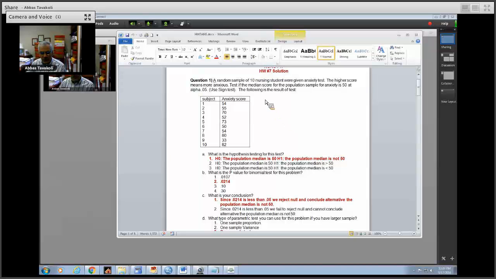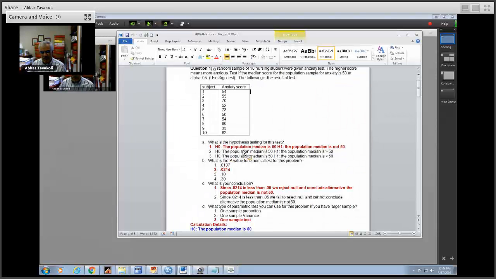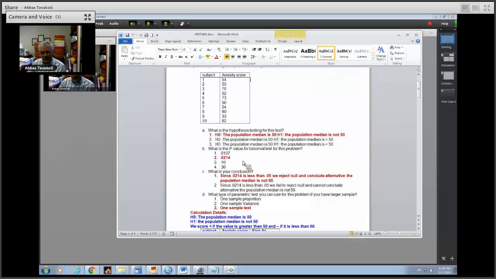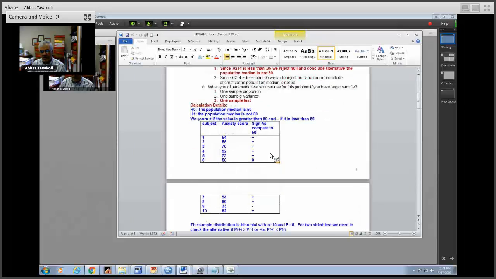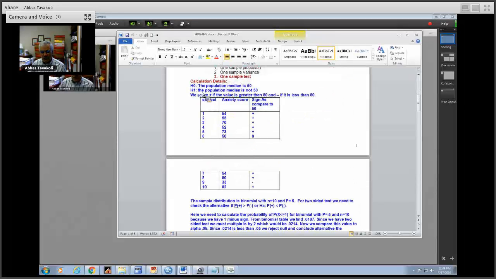The first question, I asked you to look at the test. We have an anxiety score for 10 nursing students, and we wanted to do a median test. There was no directional key. So for the first question, the hypothesis would be the population median is 50 versus the population median is not 50. It was a two-sided test. And what is the p-value for the binomial test for this problem?